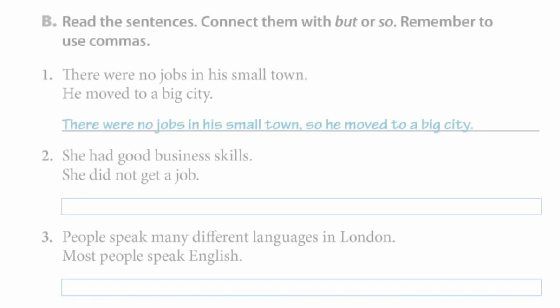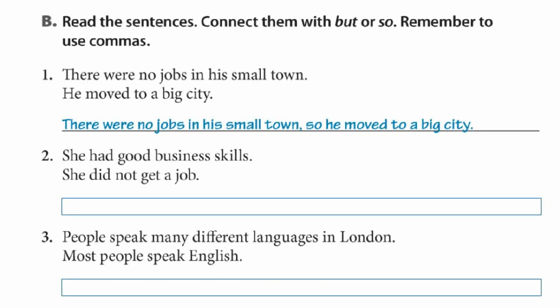Let's go to exercise B. Here, we need to connect the sentences with but or so by ourselves. And, as I have explained earlier, don't forget to use commas. Number 1. There were no jobs in his small town. He moved to a big city. So here, the answer is, there were no jobs in his small town, so he moved to a big city.